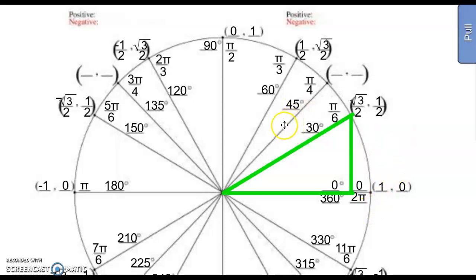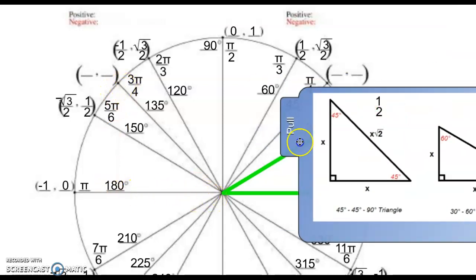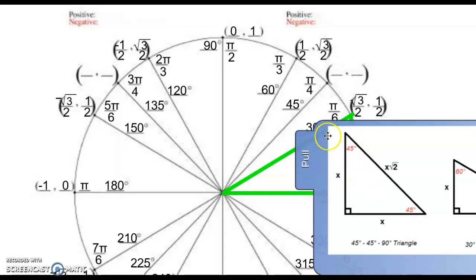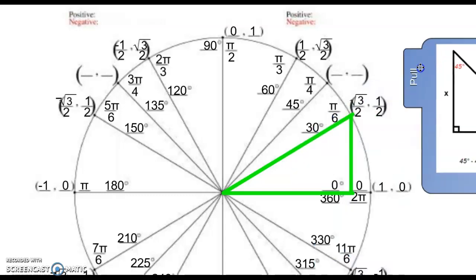Okay, so finally we have this 45-degree angle, and I did it over here just to show you that it's exactly the same triangle. This is going to be a 45, 45, 90 right triangle. And in this triangle, the hypotenuse is the square root of 2 times bigger than your two legs, and your two legs are congruent because it's an isosceles right triangle.